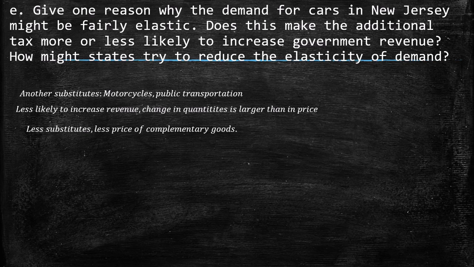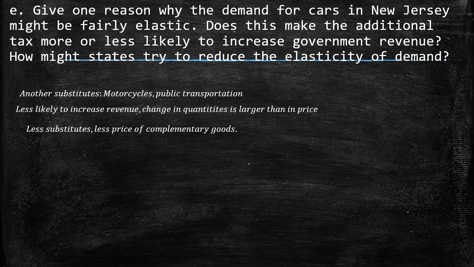So in the other case you can put fewer substitutes. So, for example, how might states try to reduce the elasticity of demand? They can reduce the elasticity of demand if there are fewer substitutes or lower prices of complementary goods.